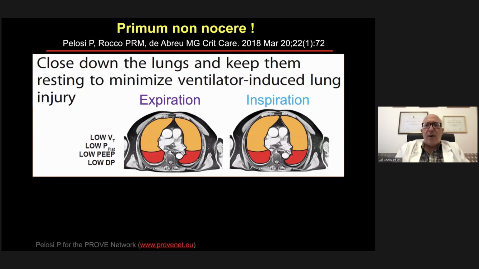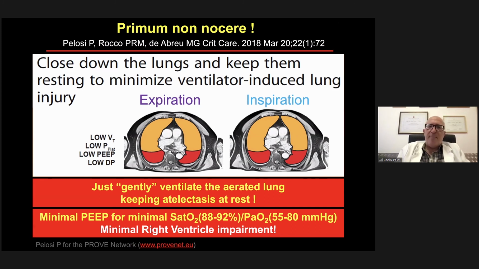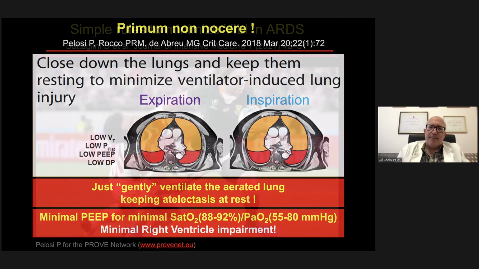So this led to our concept of close the lung and keep it resting to minimize ventilator-induced lung injury, with the concept of primum non nocere. Just gently ventilate the aerated lung, keeping the atelectasis at rest, and use a minimal PEEP for a minimal saturation and PO2 within this range in order to minimize possible right ventricular impairment.